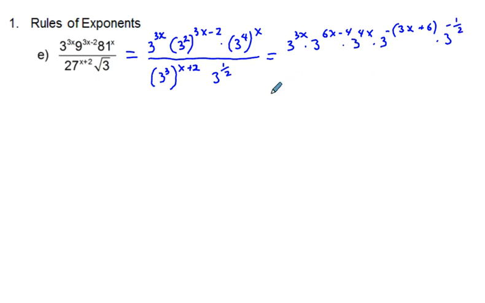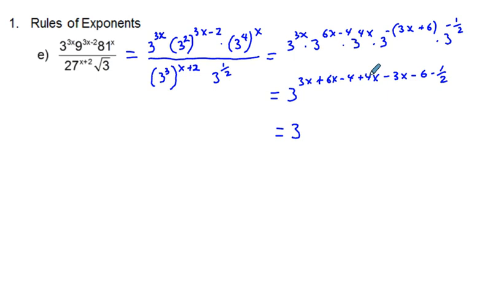And so now, working below, we're going to try to combine everything. So we have 3 to the power of 3x plus 6x minus 4 plus 4x. We have minus 3x minus 6 minus 1/2. And now we're going to simplify. So we're going to have 3 to the power of 3x plus 6x plus 4x.